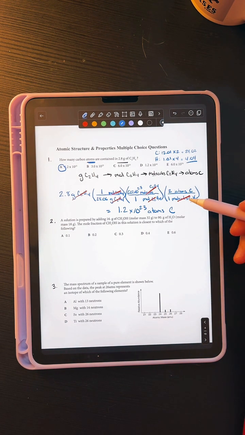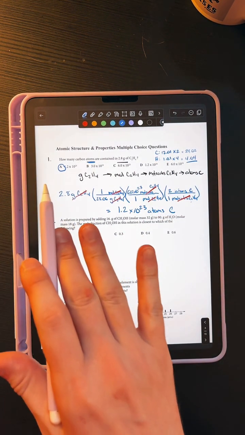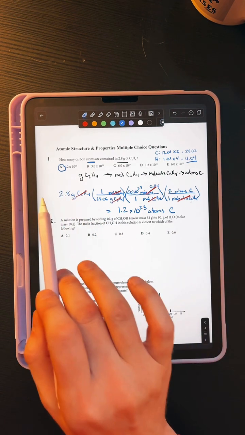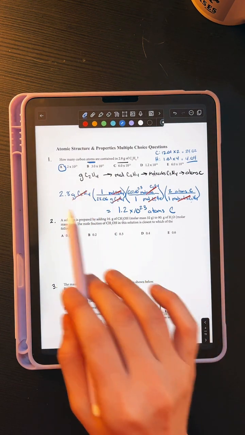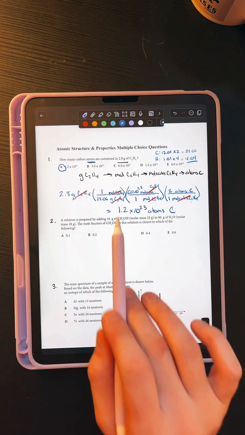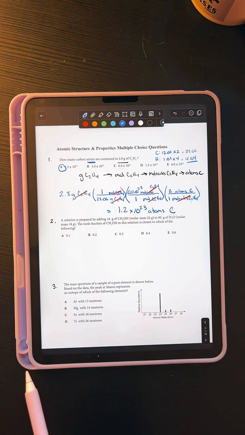And so I don't like that because you have to do different steps. I like to do everything all in one giant step rather than piecewise. You can do it stepwise. If you wanted to divide by molar mass, that's totally okay. And then go on and multiply by Avogadro's number, absolutely okay.